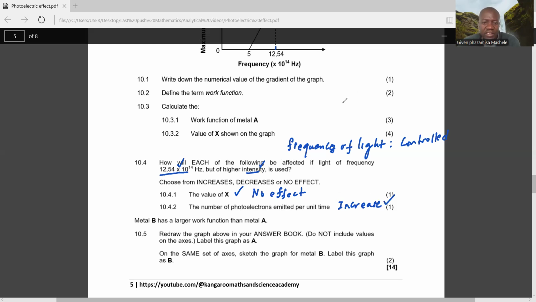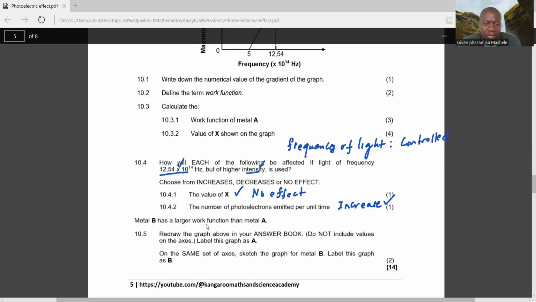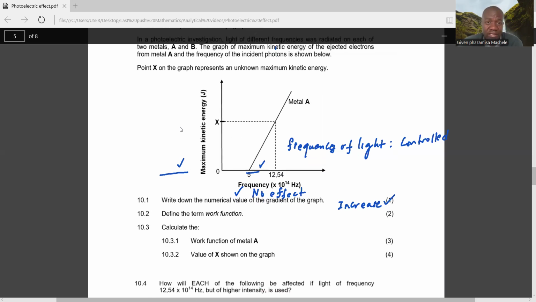Then the last question, I meant to say. It says metal B has a larger work function than that of metal A. Redraw the graph in your answer book. Do not include values. Label as A, and also in the same set, draw the graph of metal B and label as B. Look at this, guys. Here is just a matter of understanding. We are told that metal B has a larger work function than metal A.